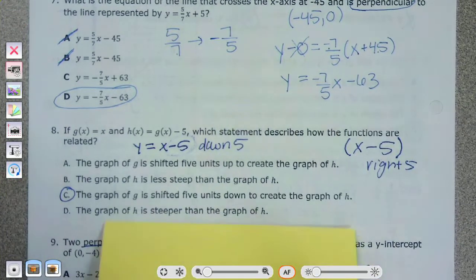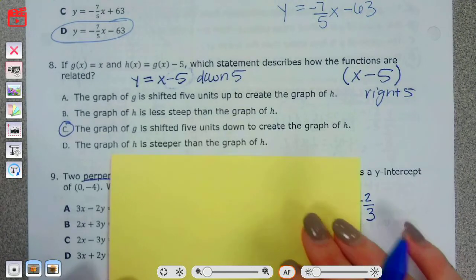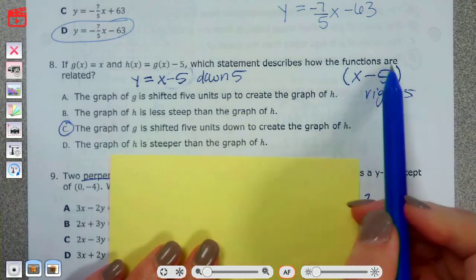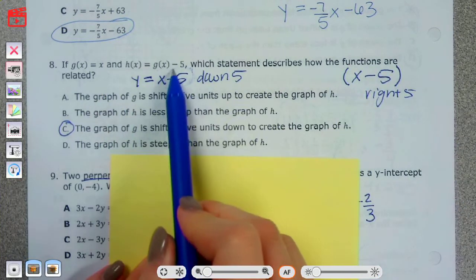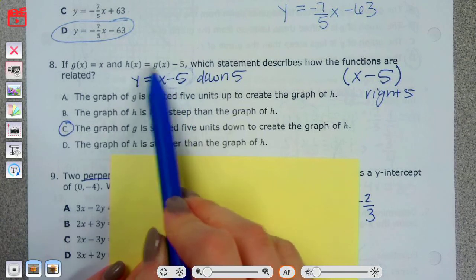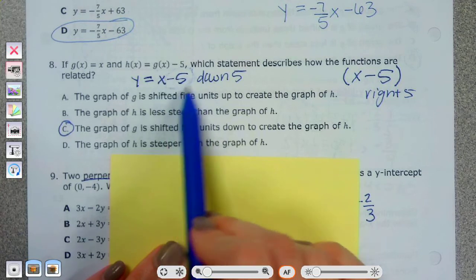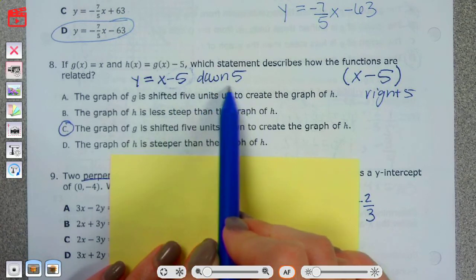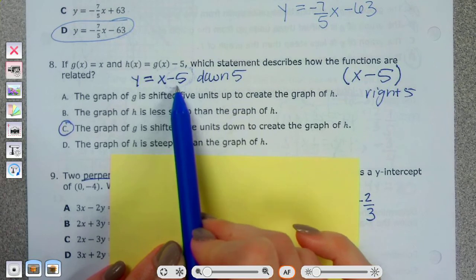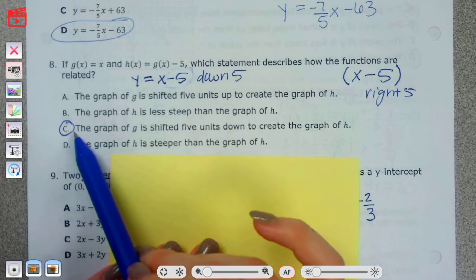with a previous class. So on number 8, it says, if g of x equals x and h of x is g of x minus 5, which statement describes how the functions are related? So all this means is x minus 5 because g of x is x. So x minus 5. We know that if it's outside the parentheses, you are going to go down 5. Because when you're outside the parentheses, you do exactly as you're supposed to do. So we shifted 5 units down. So my answer was C.